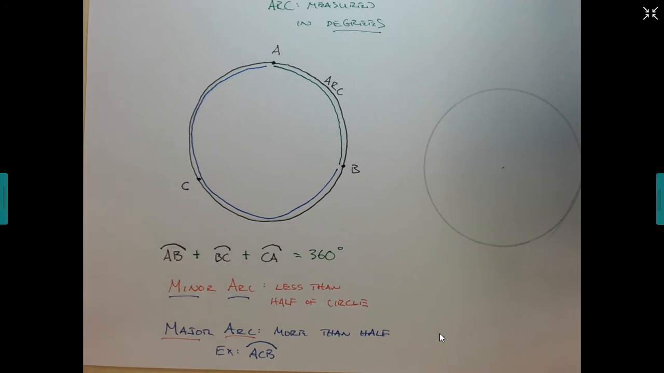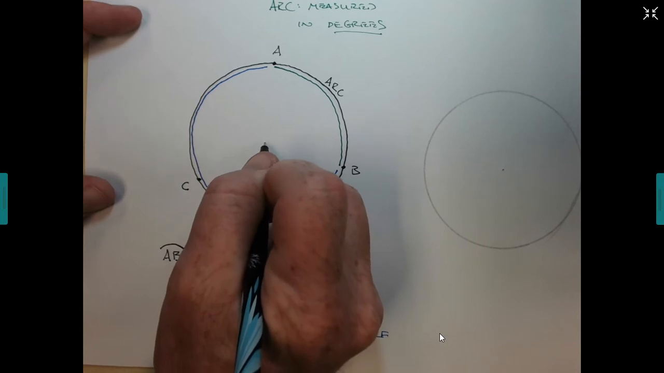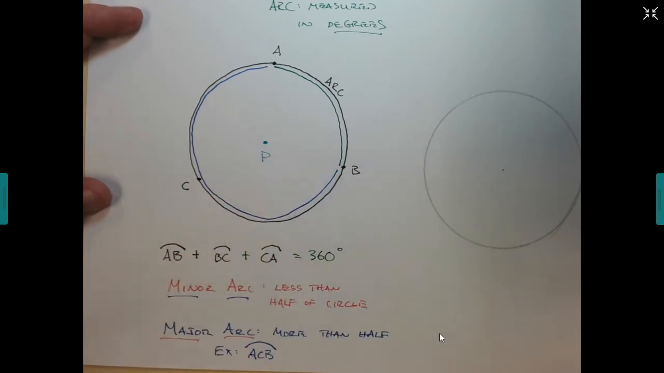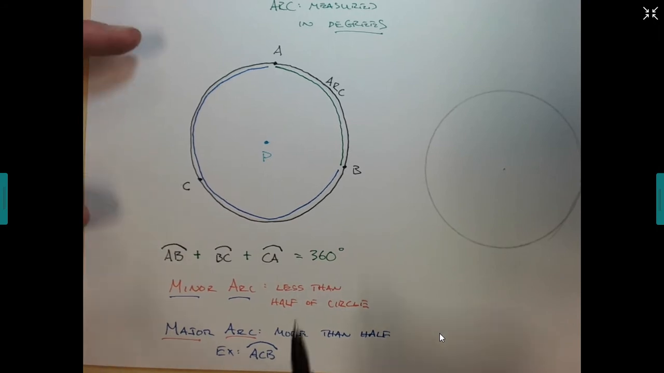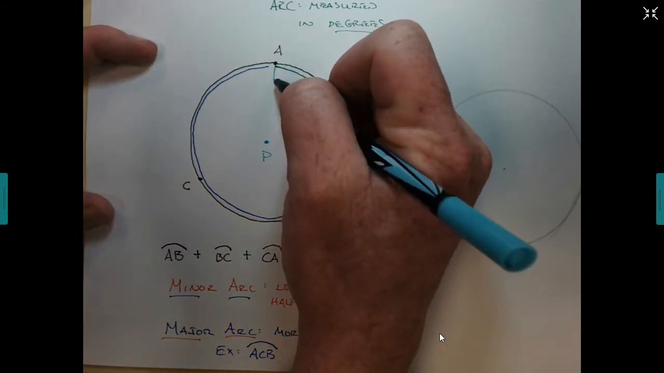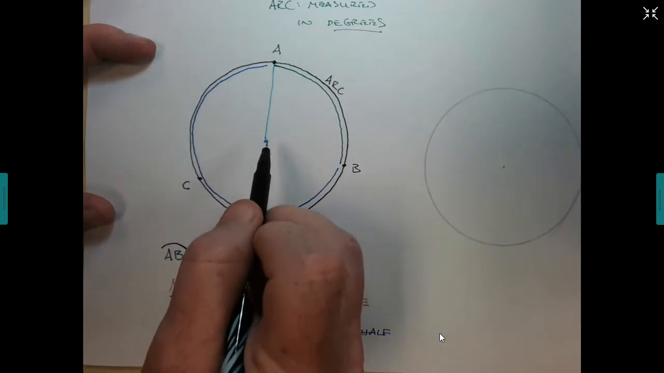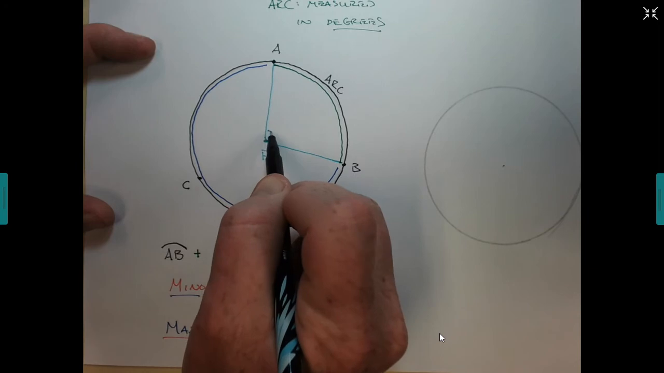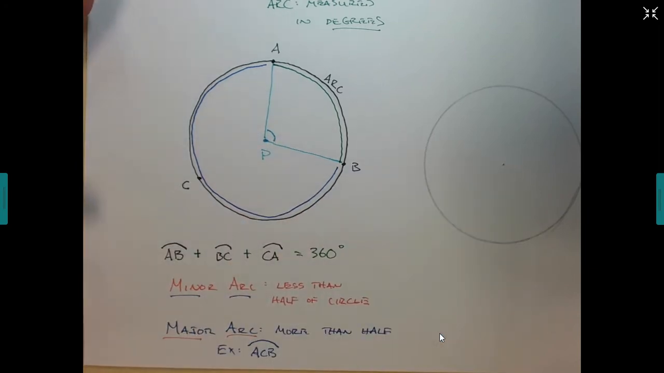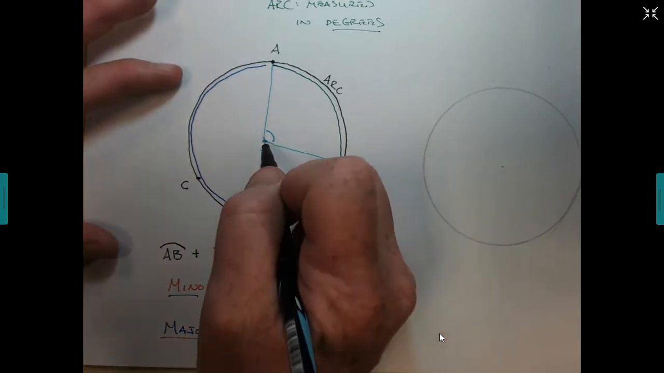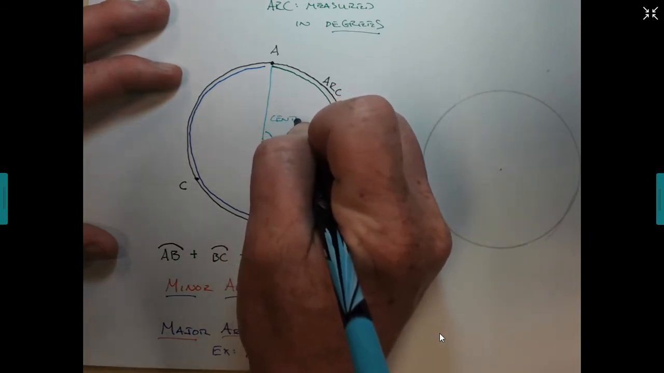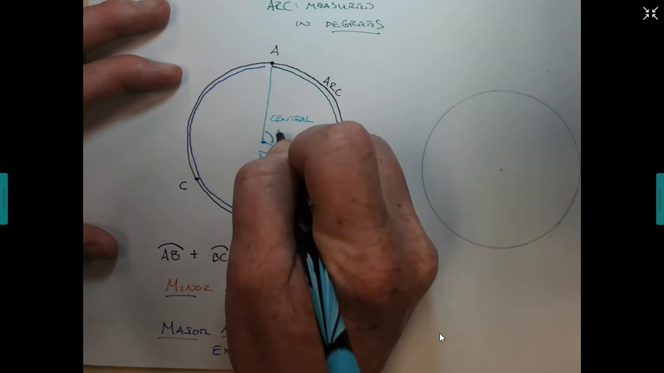Okay? And one other thing that we can do is if I were to bring in my center point, let's call that, my center is P, I can create angles. So if I made an angle here using a radius from P to A and a radius from P to B, I now have an angle here. If we are forming angles using the center of the circle, this is cleverly named a central angle.